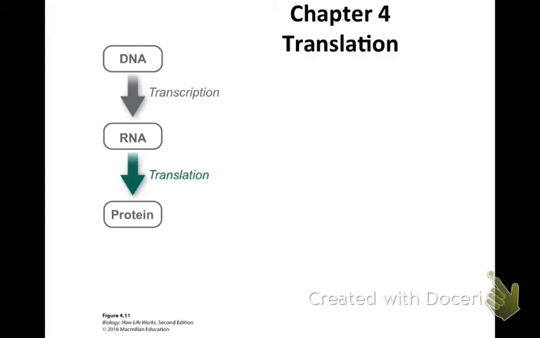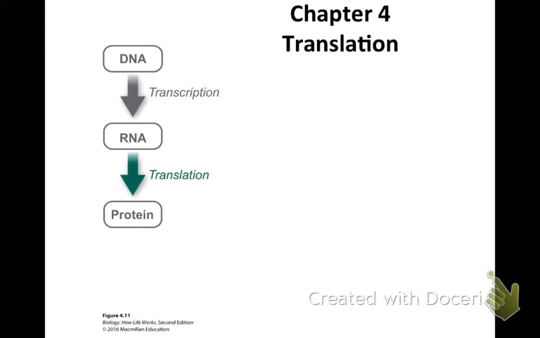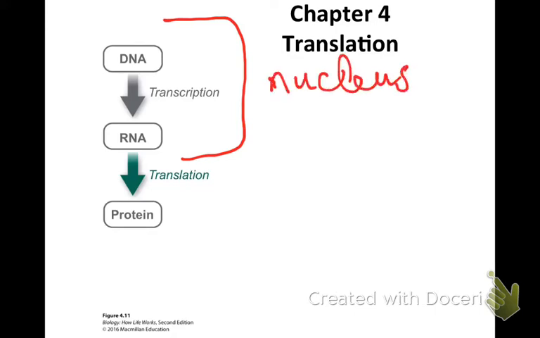Okay, so we've done transcription, and now the second portion of the central dogma is translation. If you recall, transcription, if we're talking about a eukaryotic cell, all of this happens in the nucleus. In a prokaryotic cell, there's no nucleus, so all of this happens just real close together.